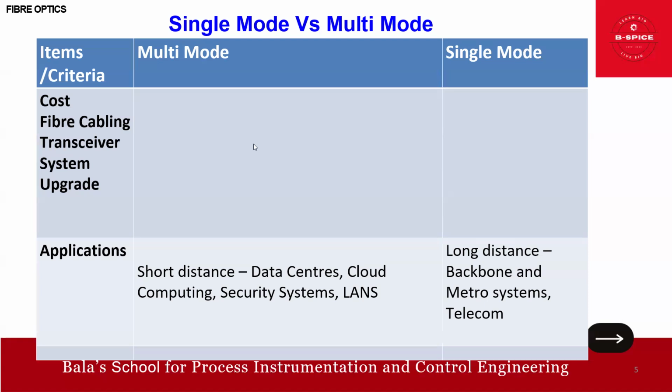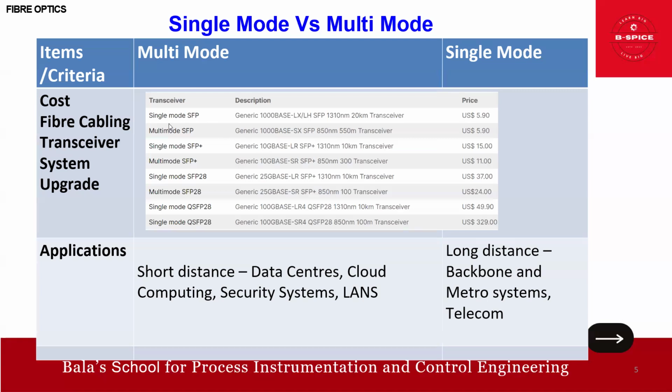Maybe I can put this also here. See, single mode SFP, it's about 5.9. Multi-mode, 5.9 of course. And single mode SFP, you have 15, and multi-mode 11. And single mode SFP is 37, and multi-mode 24. And single mode 49, and yeah, this is about 239. But it all depends on your setup.